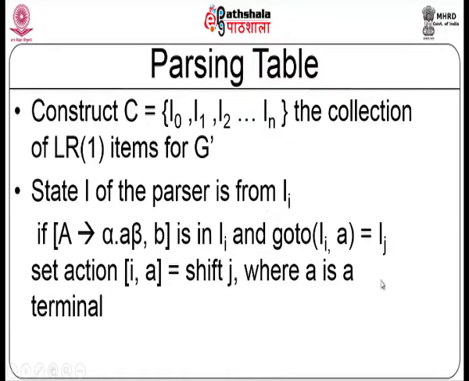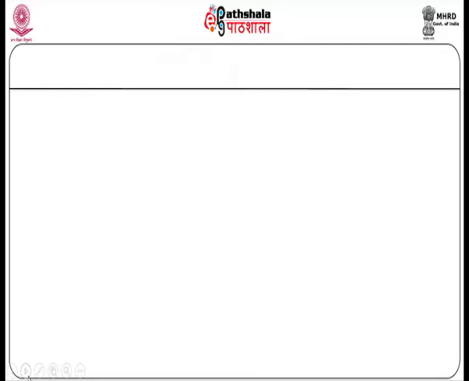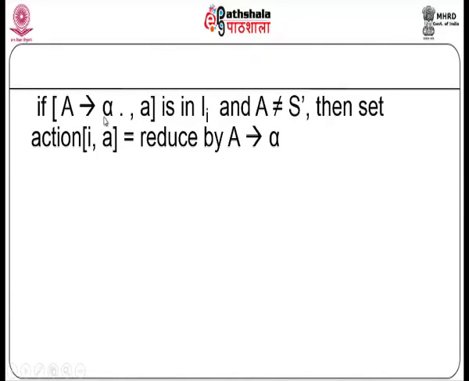Okay, so look at the gotos alone. For a terminal, you set the action i comma a is equal to shift by j, where a is a terminal. Similarly, if there is an end marker, alpha dot is available, here there is no need for determining the follow and all. Follow is not required here because I am incorporating the follow information itself as a look ahead symbol in the items. So this is my look ahead, a is my look ahead here.